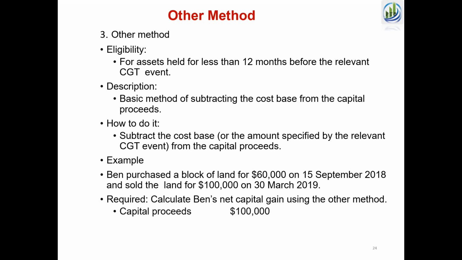So for example, Ben purchased a land for $60,000 on 15 September 2008, and sold it in March 2019. You can see very clearly it is less than 12 months. Therefore, Ben's net capital gain will be capital proceeds minus cost base, $40,000. You can see I use the terminology net capital gain because you cannot apply the indexation. You cannot apply the discount method because this asset is purchased and sold within 12 months. If you buy and sell within 12 months, you cannot get the discount, right?